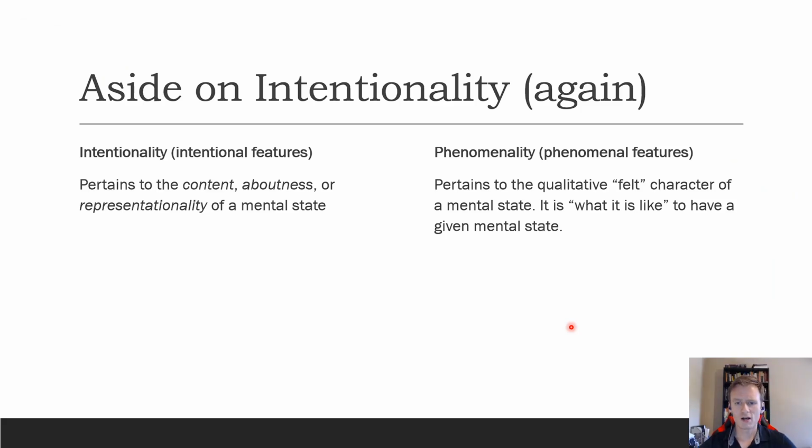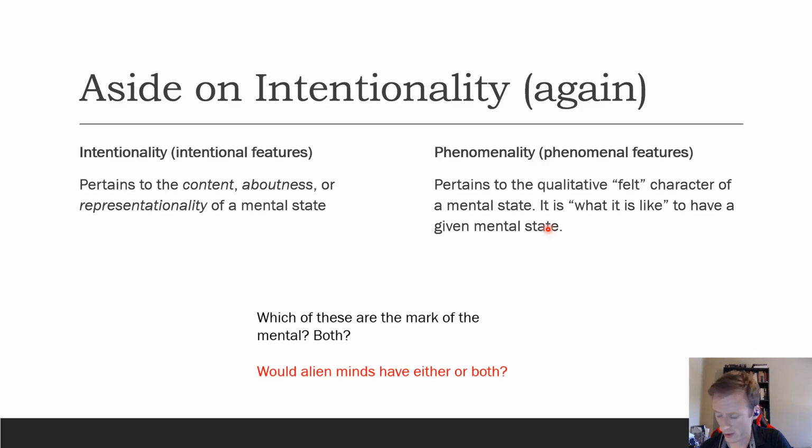So remember we talked last week about intentionality, and we distinguished it from phenomenality. Intentionality deals with the content, aboutness, or representationality of mental states, whereas phenomenality deals with the qualitative felt character of a mental state. It's the what-it's-like of the mental state. So today we're going to revisit the question, which of these is the mark of the mental? Or both, or neither? And importantly, would alien minds have either or both? Because if aliens have minds, then that'd be a good test case to see which of these is the mark of the mental. So if aliens aren't conscious, and they're merely intentional beings, then maybe it turns out that phenomenality is not required to have a mind.